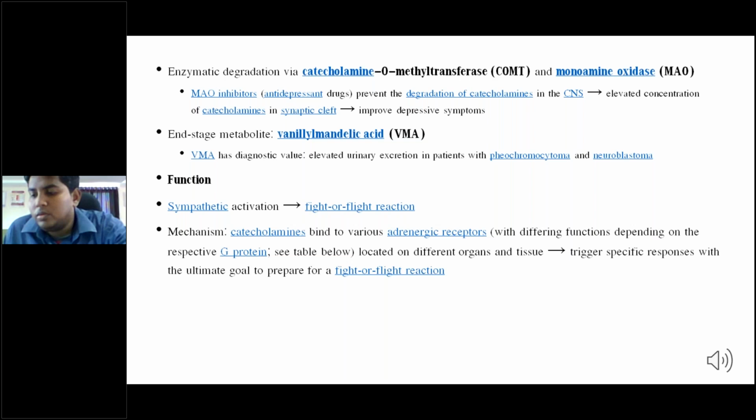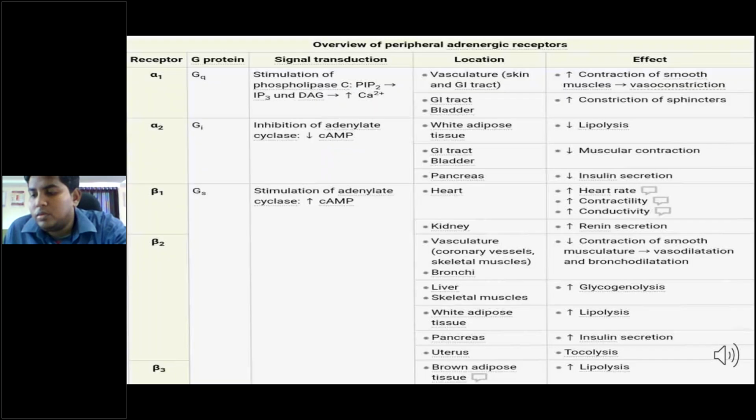The other mechanism is that catecholamines bind to various adrenergic receptors, which are G protein coupled receptors that lead to the fight or flight response. These are the subunits and corresponding regulations.